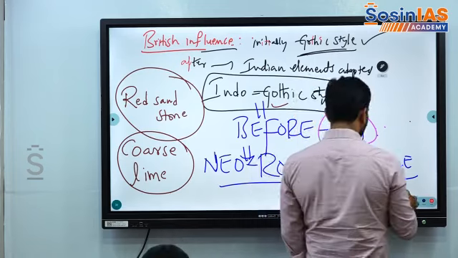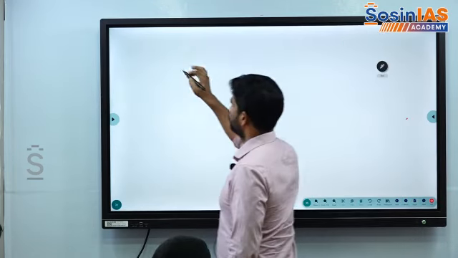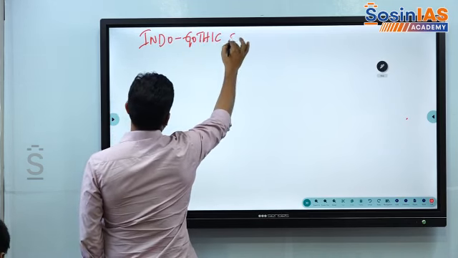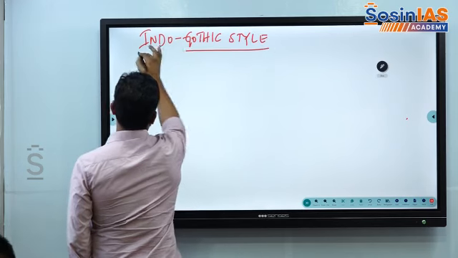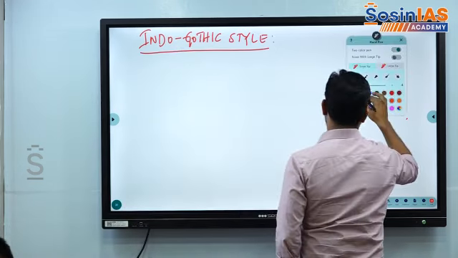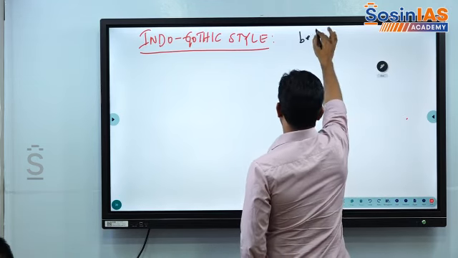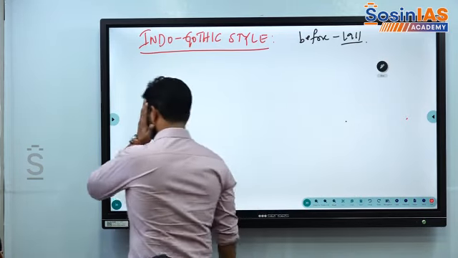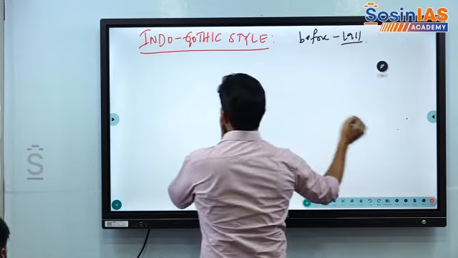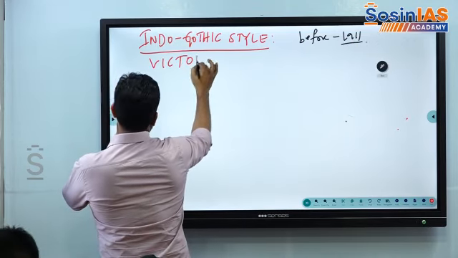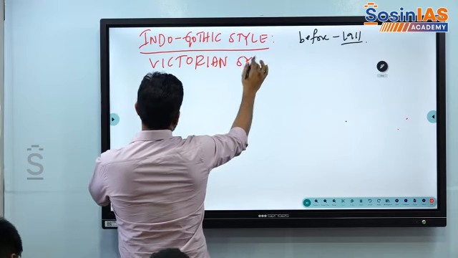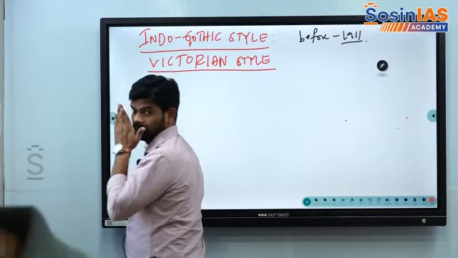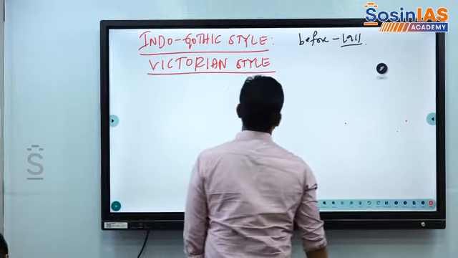The first heading is Indo-Gothic style. This is adopted before 1911. This is also known as Victorian style.